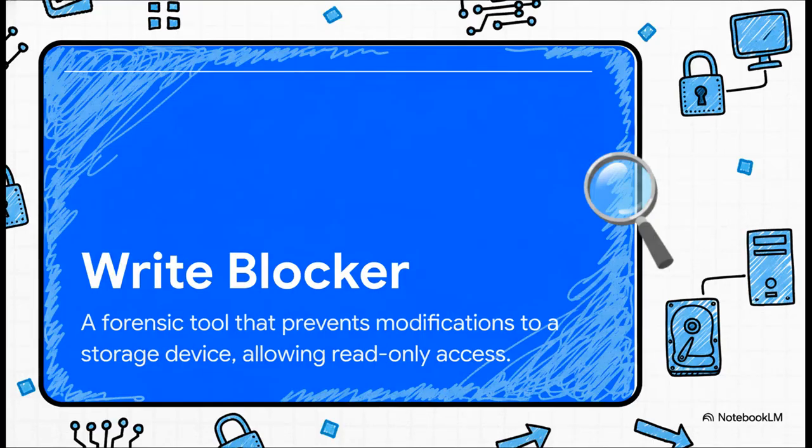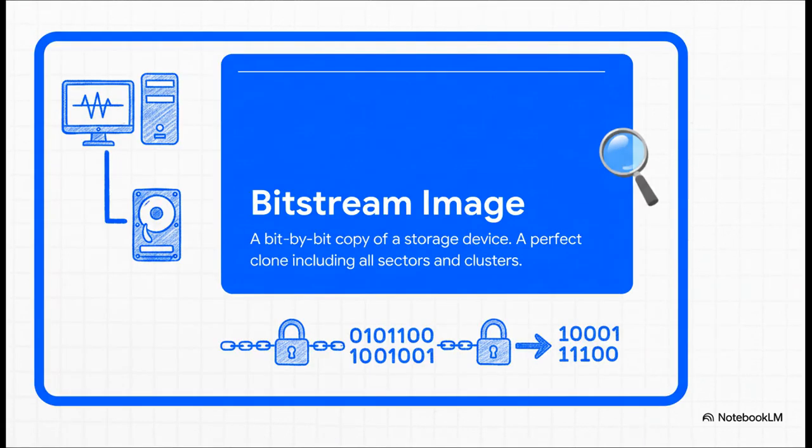You use this brilliant little piece of hardware, a write blocker. It's basically a one-way street for data. A write blocker lets an investigator read all the information from a drive, but it physically stops any command to write, change, or delete anything. It's the absolute golden key to making sure that original evidence stays pristine. Now with that write blocker safely in place, the investigator creates what's known as a bitstream image. And listen, this is not your standard drag-and-drop file copy. Oh no, a bitstream image is a perfect bit-for-bit clone of the entire drive.